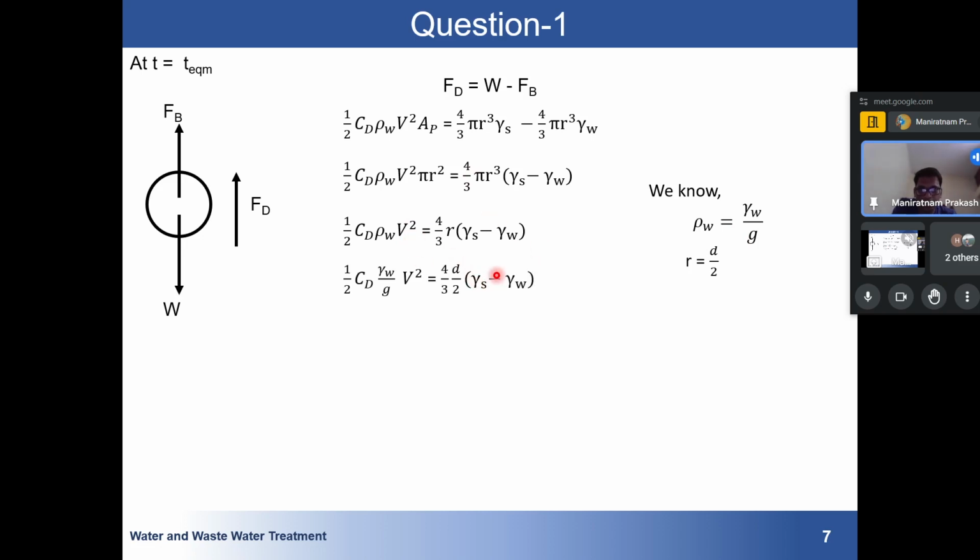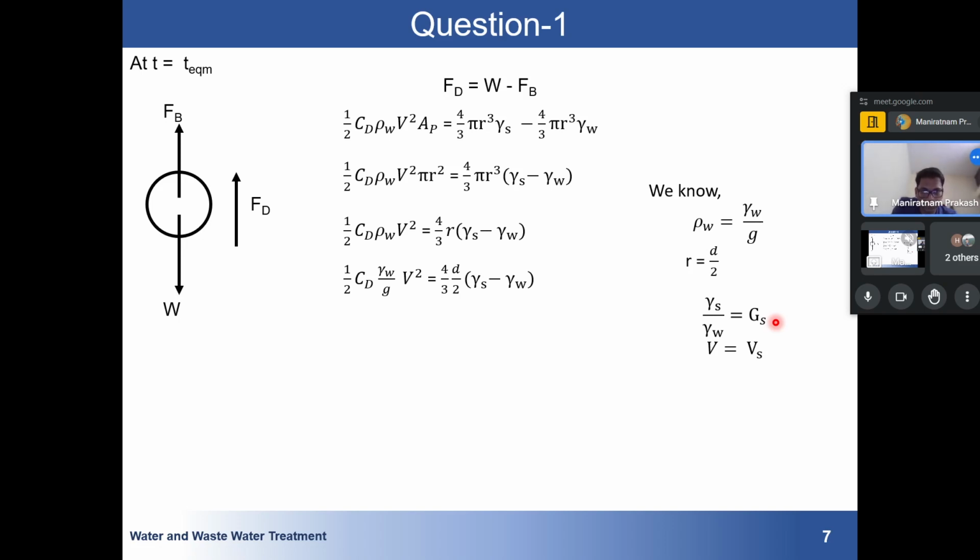After I put all these values here, where this will be one, we will get this equation. Now we also know that gamma s by gamma w is referred to as Gs, the specific gravity of the solid. Here we are specifying the density of the solid with respect to the density of the water, and that is represented by Gs, the specific gravity of the solid.